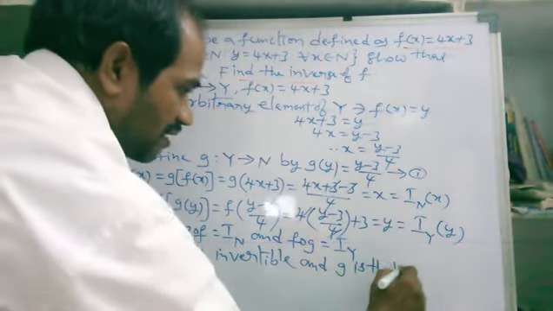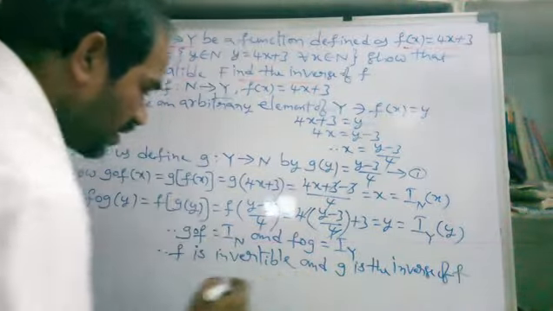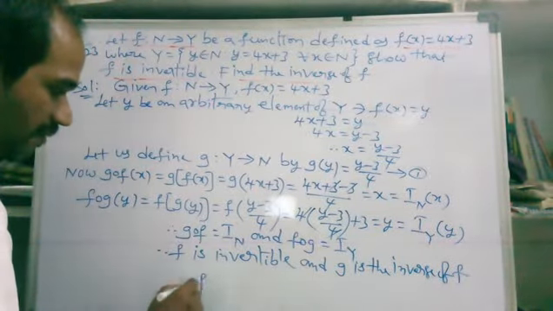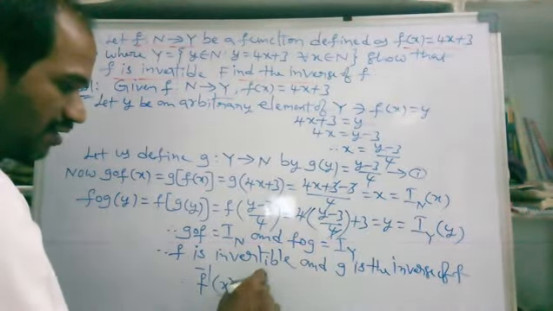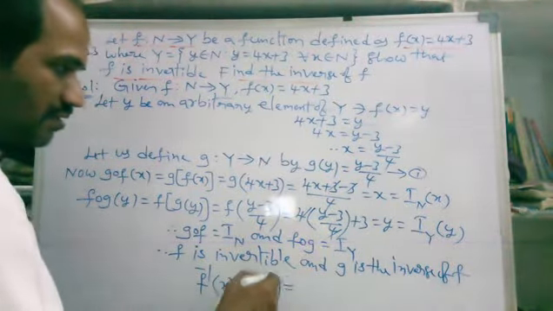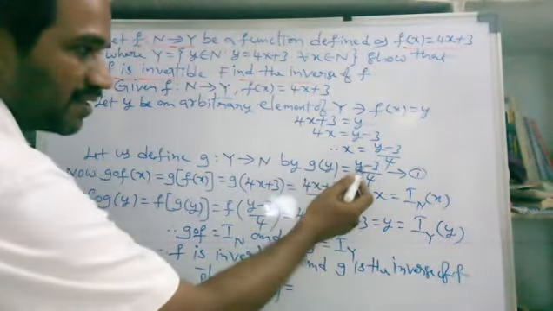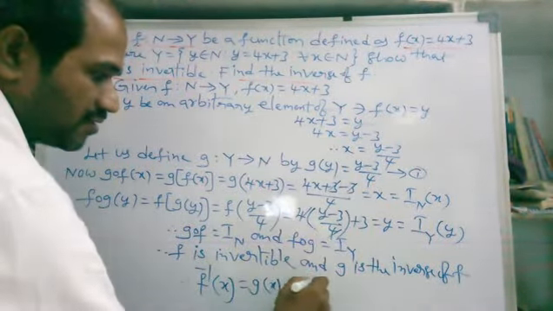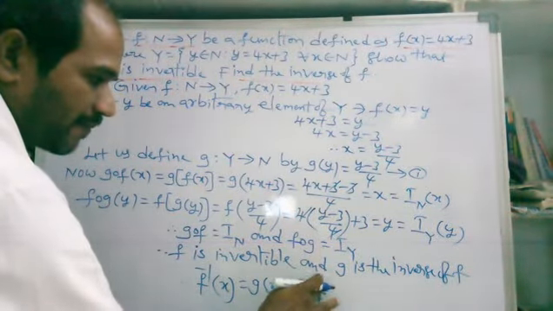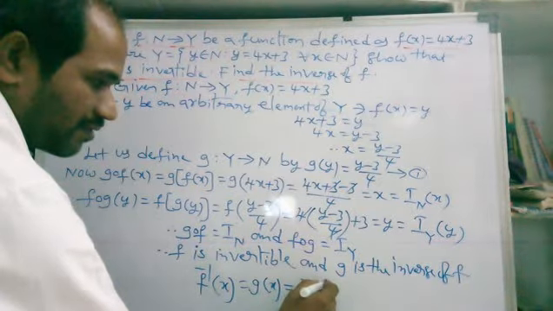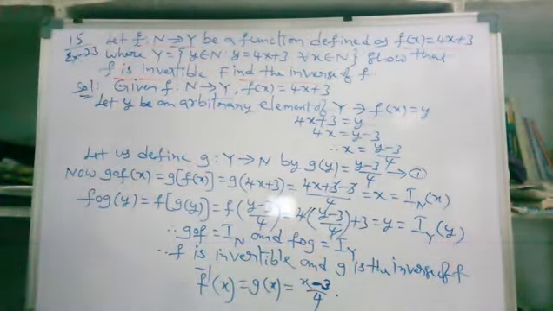G is the inverse of f. Therefore f inverse of x is equal to g of x. Here g of y is y minus 3 by 4, so g of x, replacing y by x, is x minus 3 by 4. This is f inverse of x.